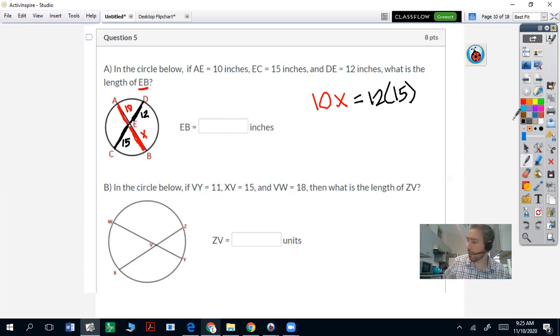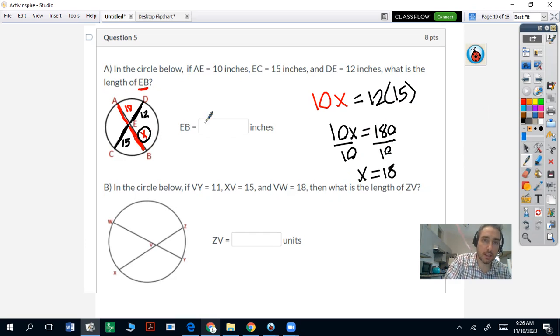Multiply 12 times 15 and you get 180. So 10 times X equals 180. Which means if you divide 180 by 10, you're going to get 18. So the value of X is 18, which means EB is 18. And you can double check that. If you plug in 18 there and multiply it by 10, it should be the same number as when you multiply 12 and 15. So those should check out. So try letter B, check with your teacher.